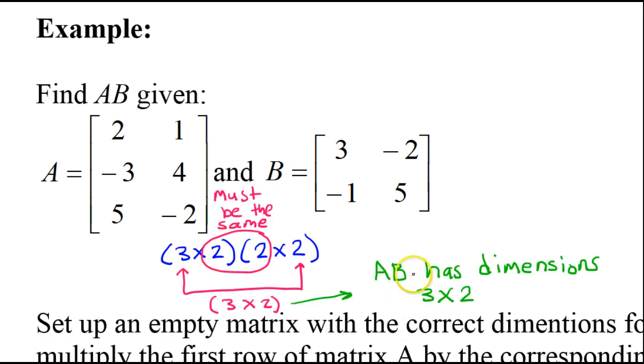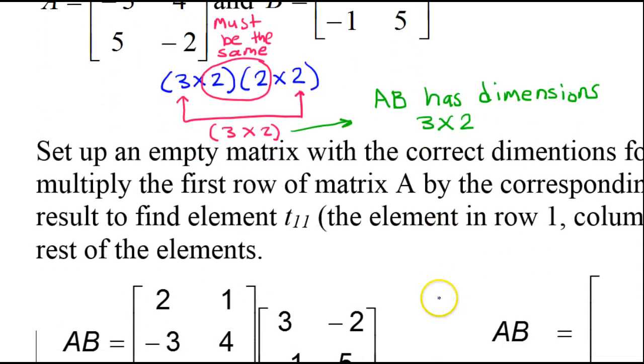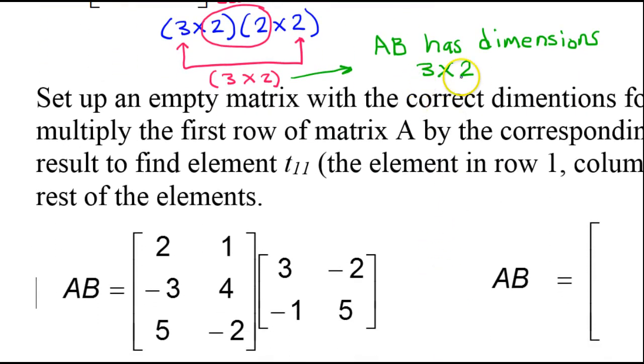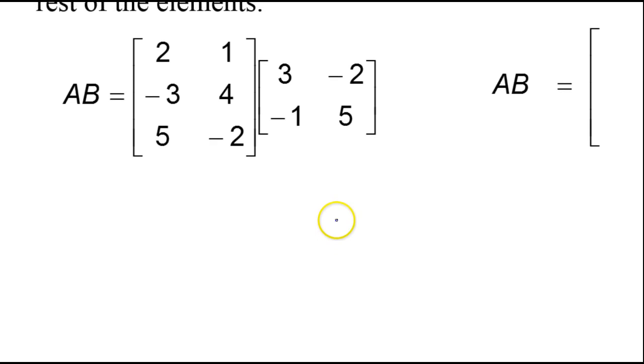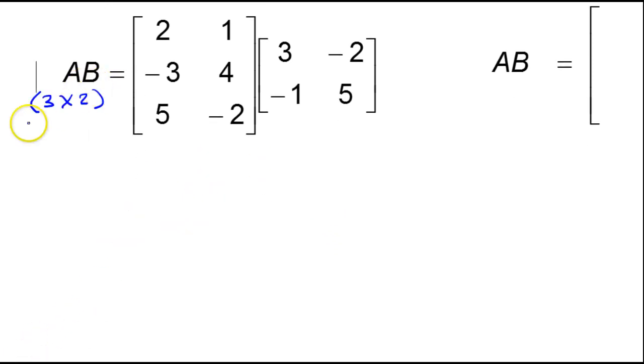Now that we know that AB has dimensions 3 by 2, let's set up an empty matrix that has those dimensions. For this first example, I'm going to set up a huge empty matrix with enough space so I can show you every step. Once we know what we're doing, you'll be able to make this smaller. So again, AB is a 3 by 2 matrix. That means I need 3 rows and 2 columns. So I will set up my empty matrix.